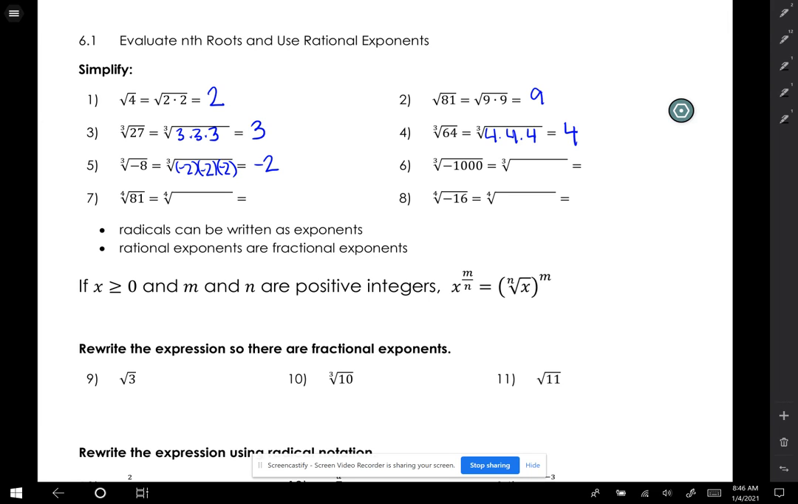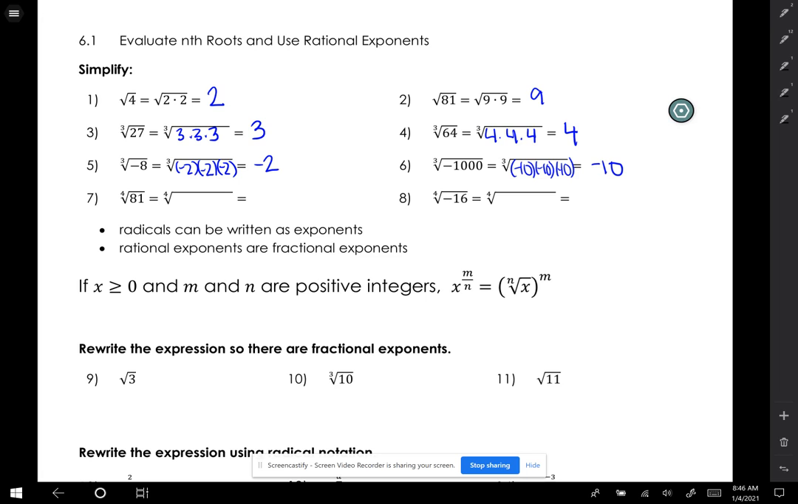For number 6, the cubed root of negative 1,000, we would want to use negative 10 times negative 10 times negative 10. So the cubed root of negative 1,000 is negative 10.